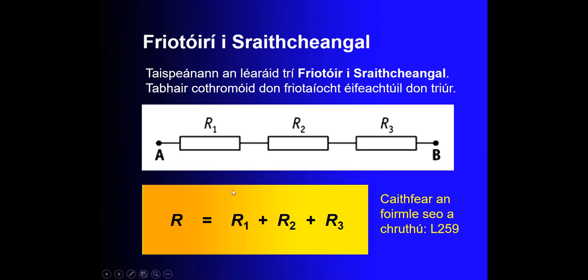Now, what's the proof of the formula? In the figure, let V1, V2 and V3 be the voltage across each resistor. Let the current through each be I. If V is the voltage and R is the total resistance between A and B, then Ohm's law gives V equals IR.